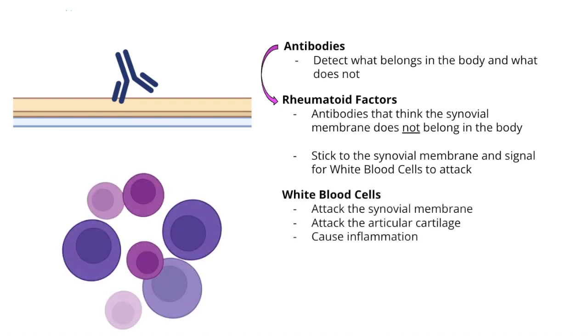Once white blood cells arrive at the joint, they start to do three main things. They attack the synovial membrane, attack the articular cartilage, and cause inflammation. Inflammation is why someone's joints might feel warm or swollen if they have RA. We've just learned that RA has some pretty negative outcomes. In order to avoid this, it's important to diagnose RA in its early stages.